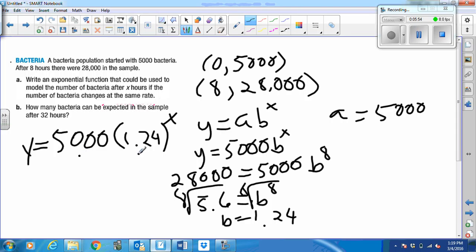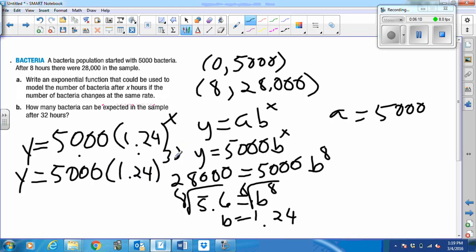Please never make the mistake of multiplying a times b and raising that to the x. It is just this. So how many bacteria can be expected in the sample after 32 hours? All you're doing is plugging in 32 for x, so you get 5,000 times 1.24 to the 32nd. Which is, wow, big, 4,880,496.